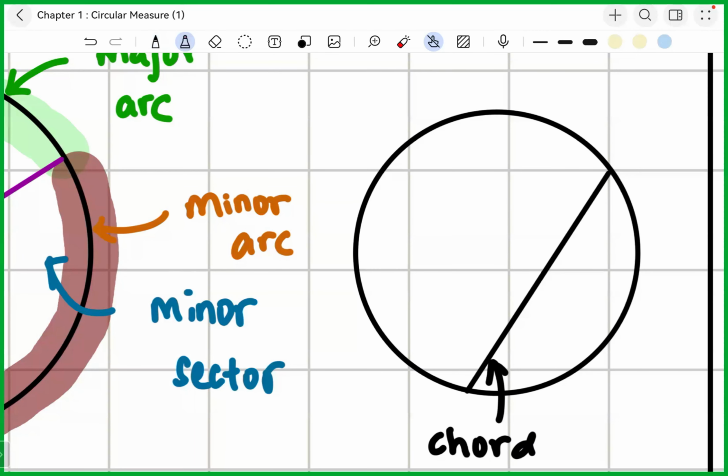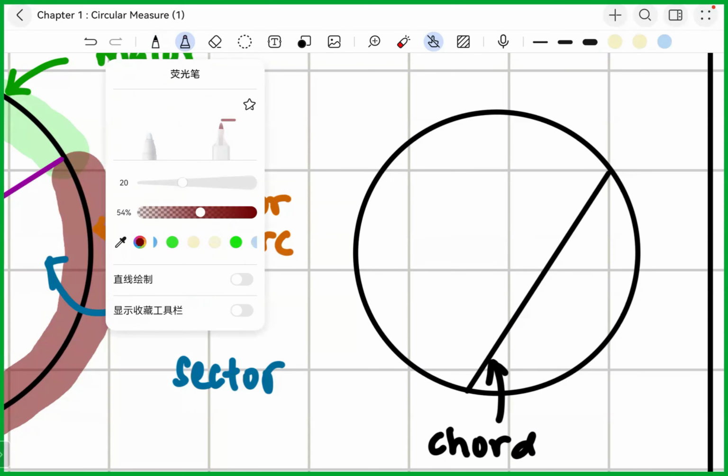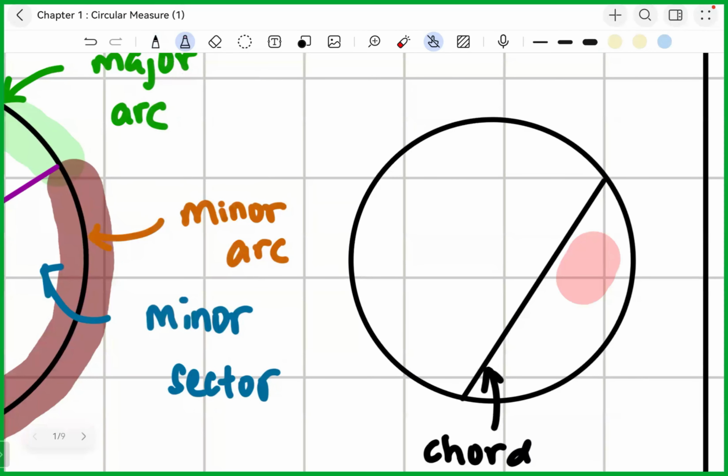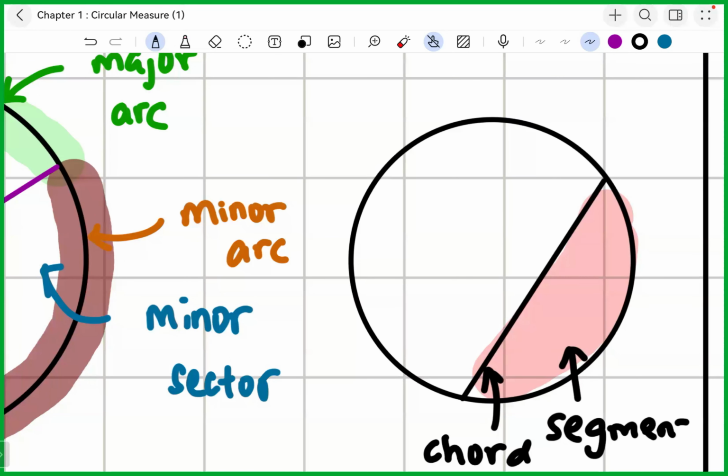So basically, this region I mentioned just now is over here, the region that I shaded using red color. This region is known as a segment. You have to know that a segment is always related to a chord and also the arc. Segment always relates to the chord and the arc. So this is known as a segment.